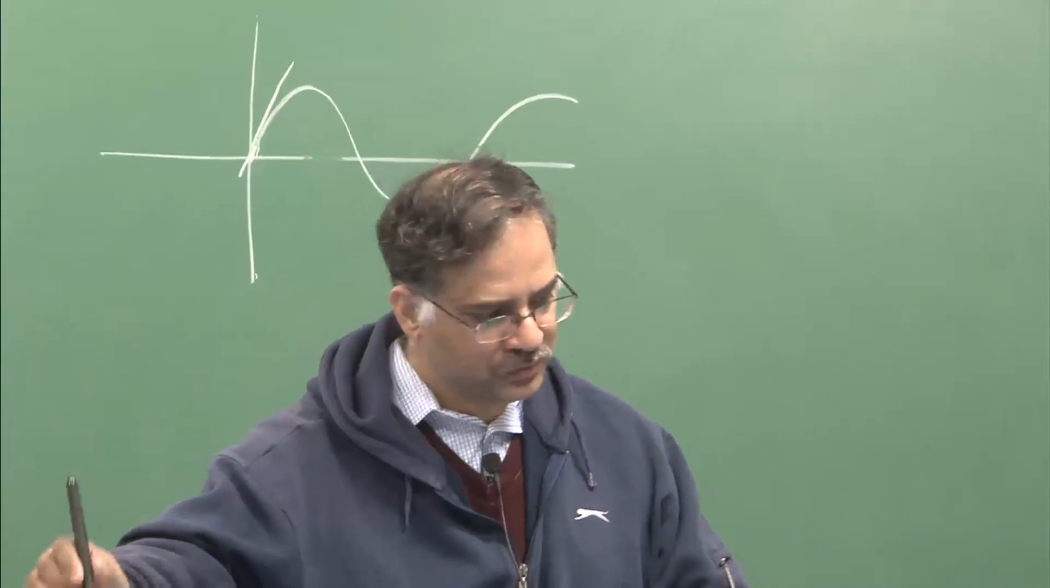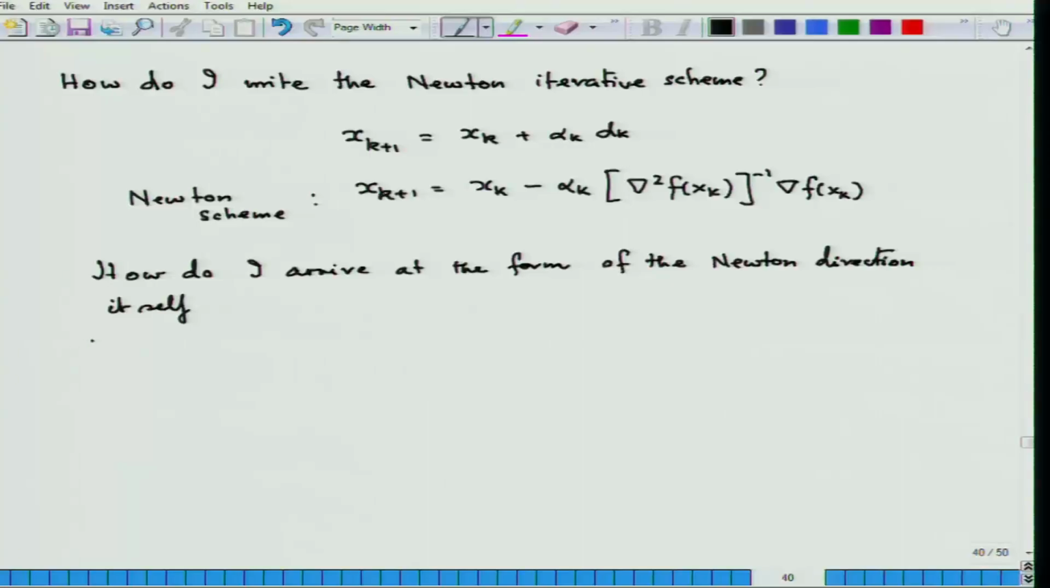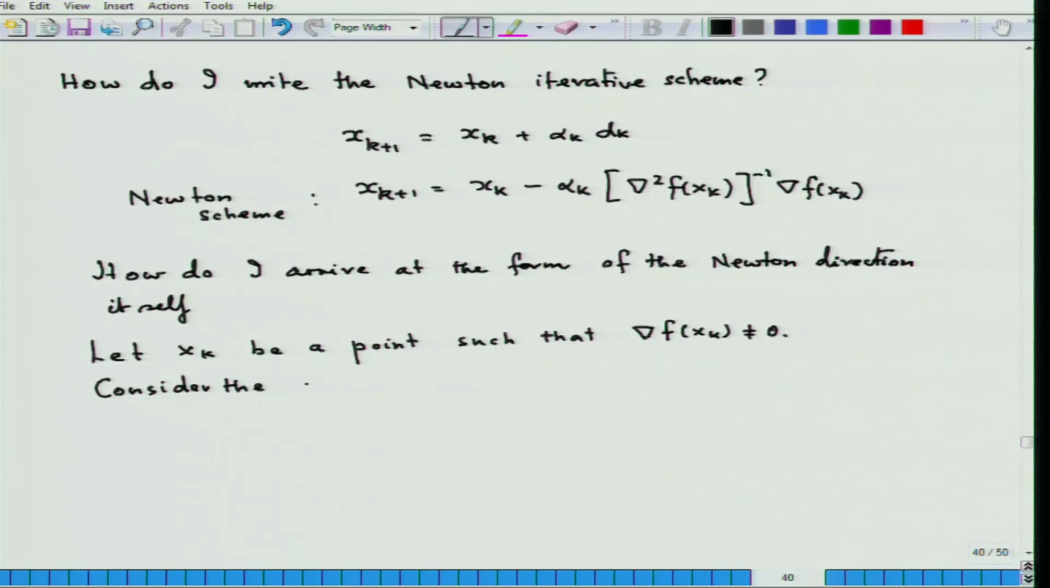So, let x k be a point such that x k is not a minimum point. Now, what I require is the following: consider the quadratic approximation of the function around x bar, x k.